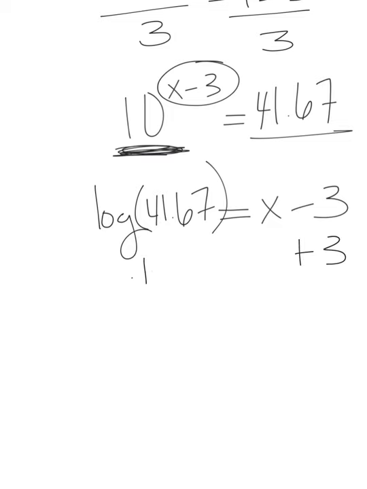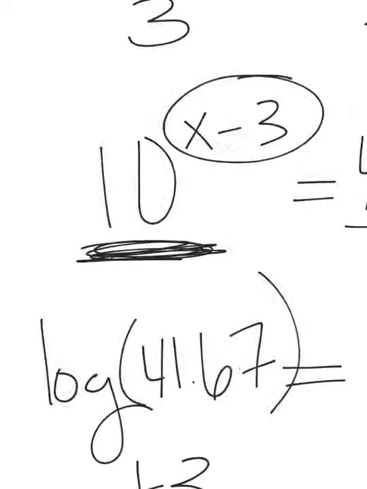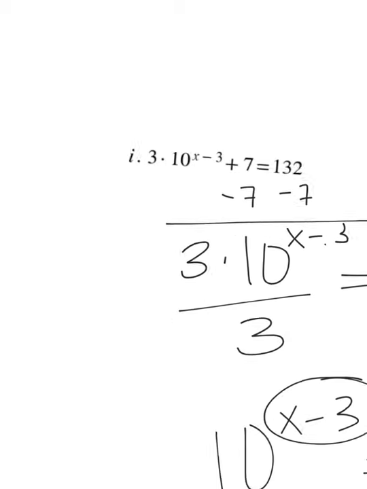to both sides. And all you need to type in your calculator is log 41.67, close parentheses, that's important, plus 3 is equal to x, and whatever your calculator tells you will be what x equals. And you can always check your work. You can always plug in your x value for x up here and then do all the work out and see if you get 132.